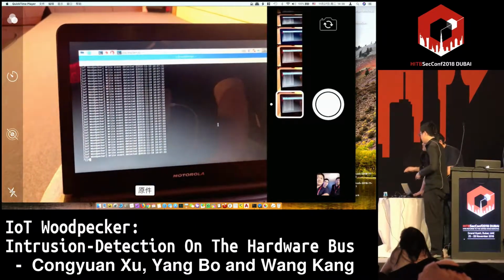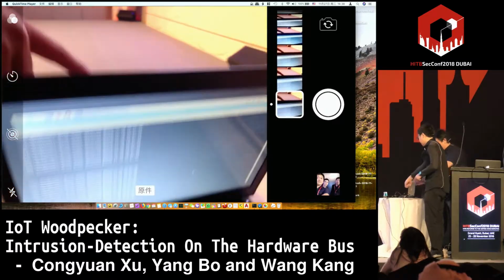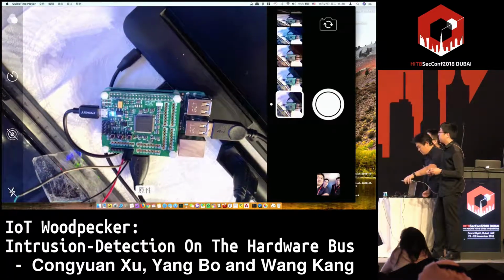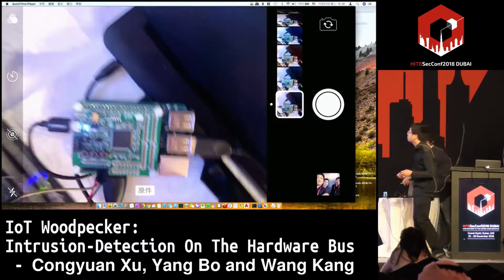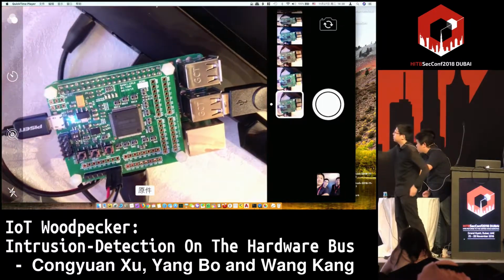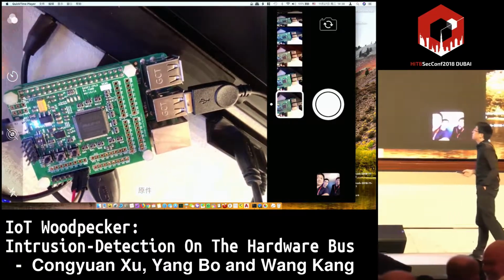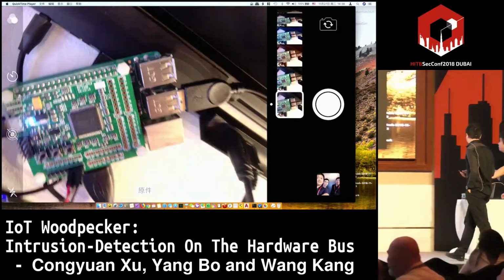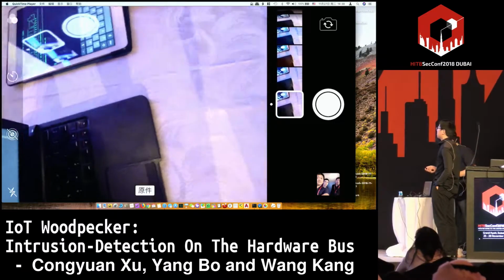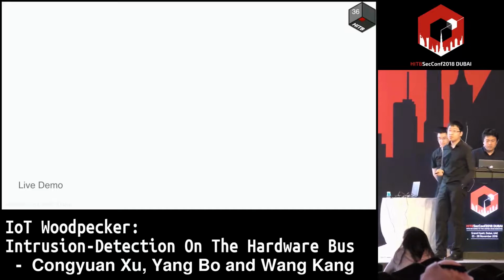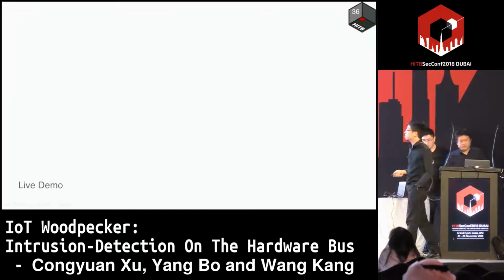And there is also a LED blinking on the daughter board, which indicates the write event. Can you see that? Yeah. So basically, this is our demo of the IoT Woodpecker, the first stage.